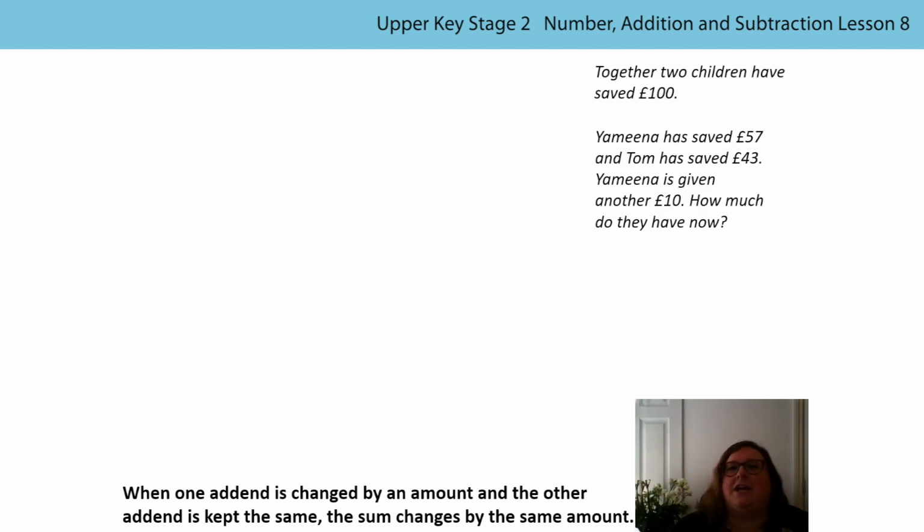Let's look at using our generalisation with another problem. Together, two children have saved £100. Yamina has saved £57 and Tom has saved £43. Yamina is given another £10. How much do they have now? So, have a think about how the addend and the sum have changed.